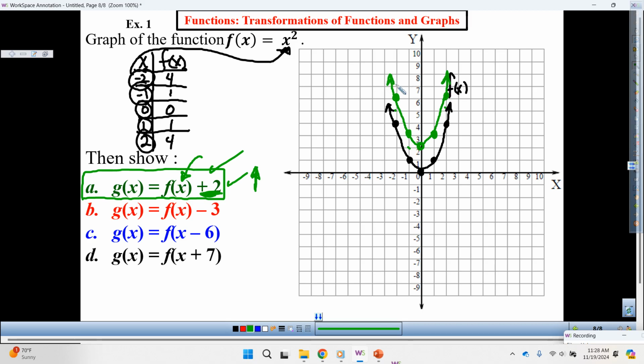And we're going to label that what, everyone? G of x. That is correct. Next, with red, underneath you're going to write B is g of x equals f of x minus 3. Tell your neighbor where that's going to take the black original f of x, according to this one.